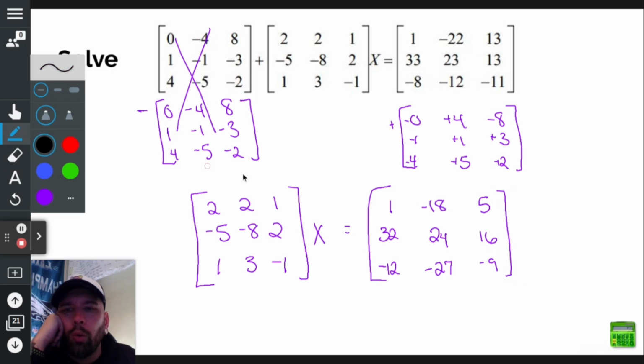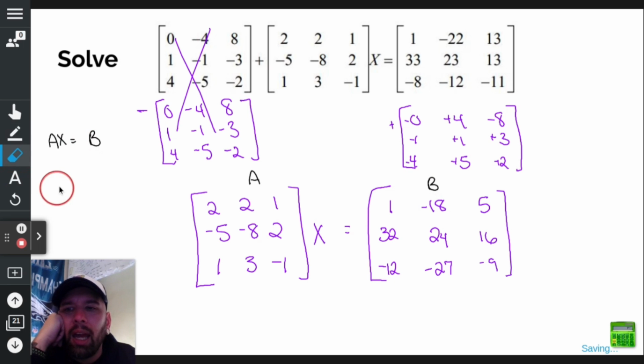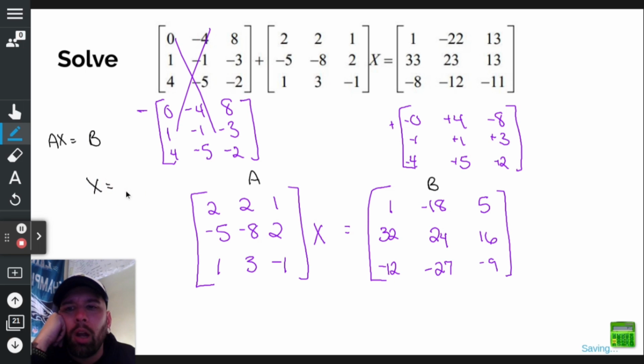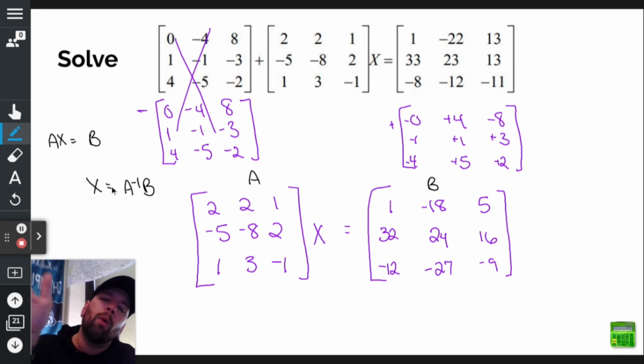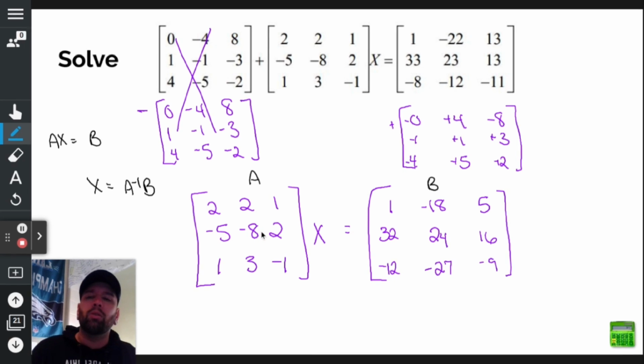Now we're going to use that rule that we've used twice already. We're going to call this A and we're going to call this B. If AX equals B, we can multiply the A inverse on both sides and get X equals A inverse B. That's what I'm going to do. I'm going to run to my calculator and type that into A and B and find out what A inverse B is, because I do not want to find the inverse of A.